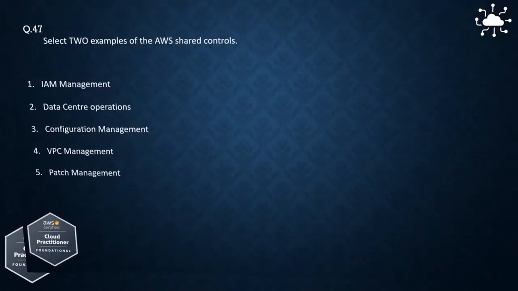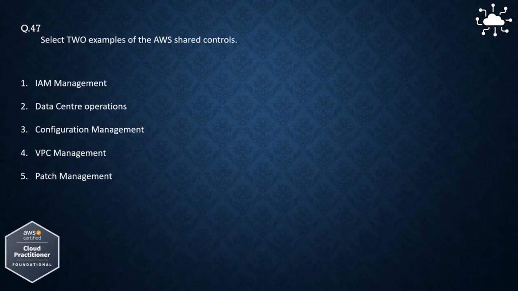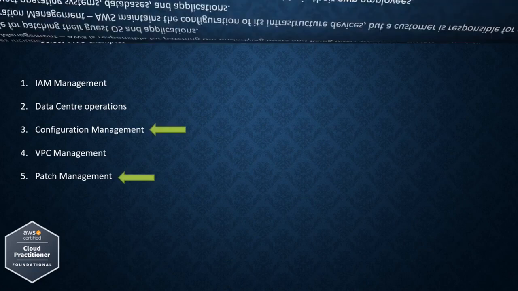Question 47. Select 2 examples of the AWS shared controls. 1. IAM management. 2. Data center operations. 3. Configuration management. 4. VPC management. 5. Patch management. The correct answers are configuration management and patch management.